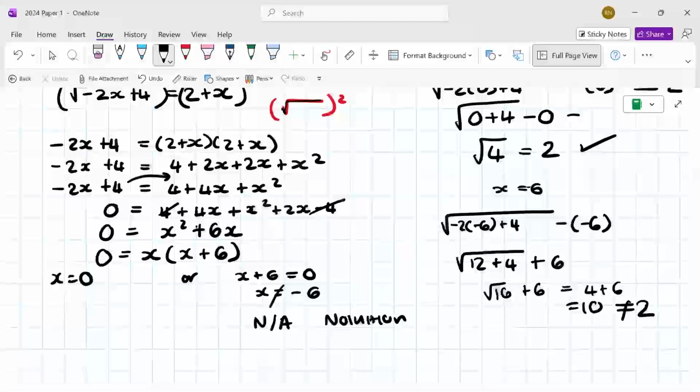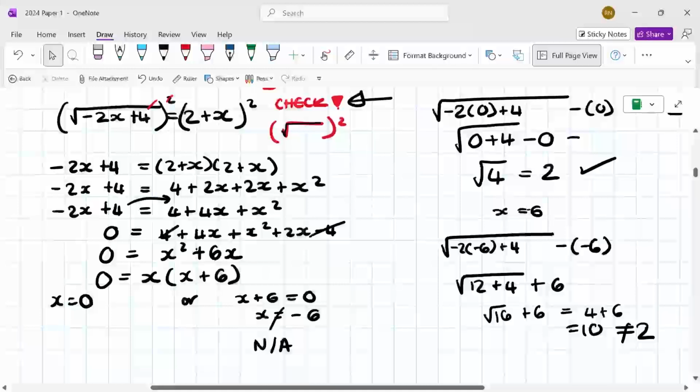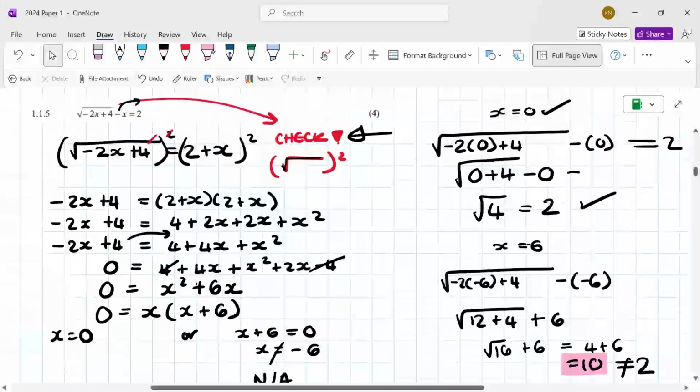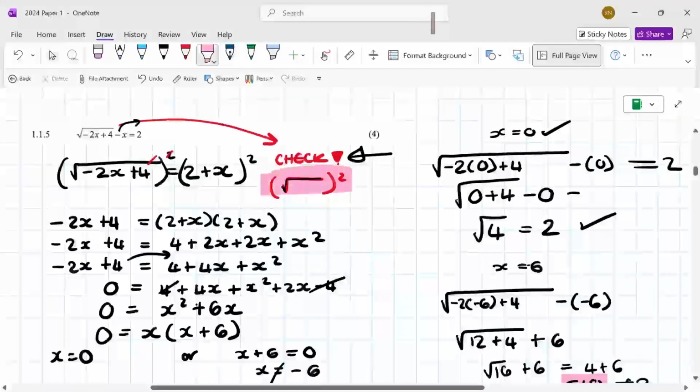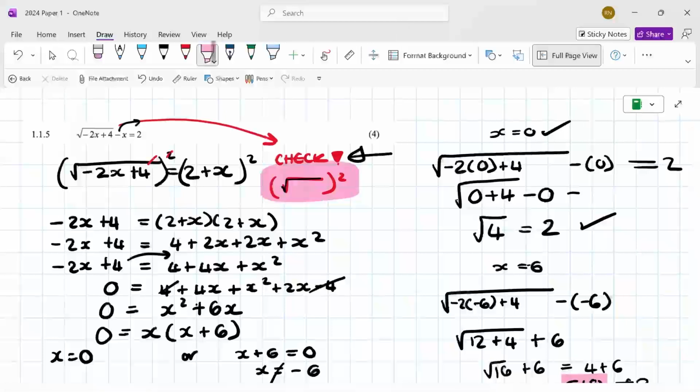That's such a weird spelling for no solution. Right, so this one wouldn't work. The x equals minus 6 would not work, because it ends up giving us this whole thing equal to 10 instead of 2. Okay, so whenever you have a squaring of both sides, you always have to check that your answer is actually true, because you can't just go with it. This introduces some extra answers into there.